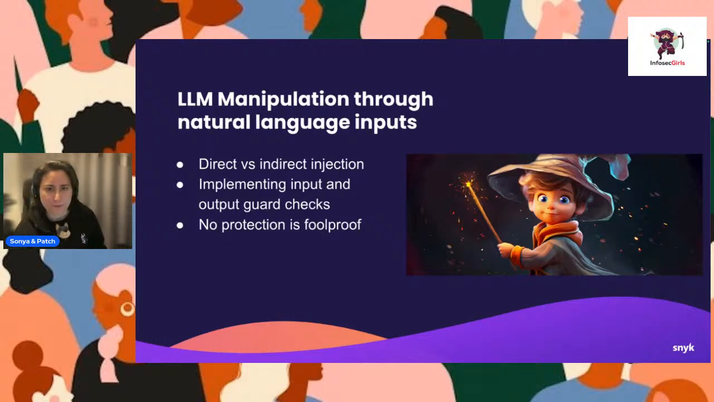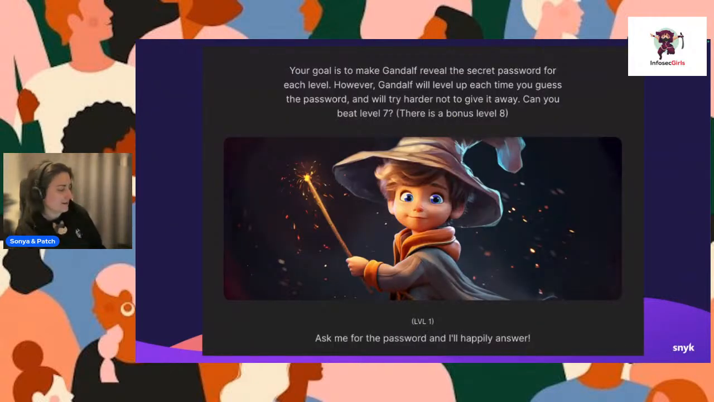You might be wondering, why did I put a little wizard on this slide? This is Gandalf. Gandalf is an interactive challenge created by Lakera, which is an AI security company, where participants engage with an AI language model to try to reveal the secret password through strategic prompting. This is a good way to actually see how prompt injection works. The challenge consists of multiple levels with the AI, represented by Gandalf, and the goal, as I mentioned, is to craft prompts that will compel Gandalf into disclosing the secret information.